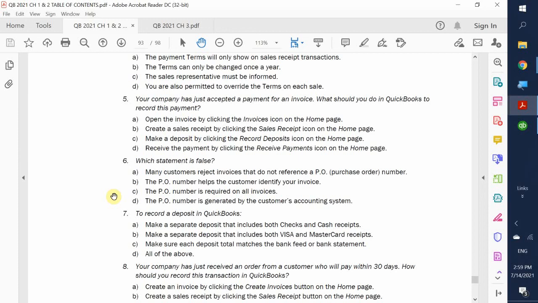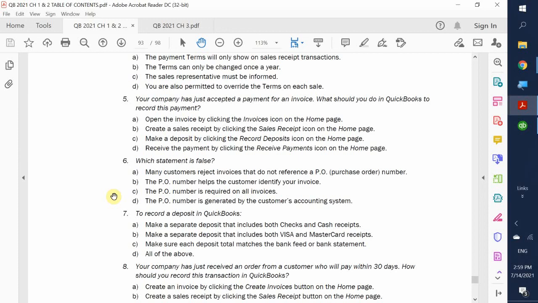So once again, is it B, B as in boy, or D as in dog? B as in boy. The PO number helps the customer identify your invoice. That is true. C, PO numbers are required on all invoices.